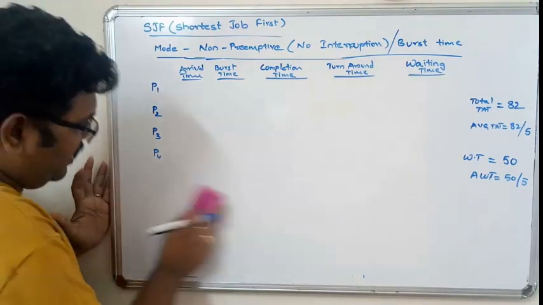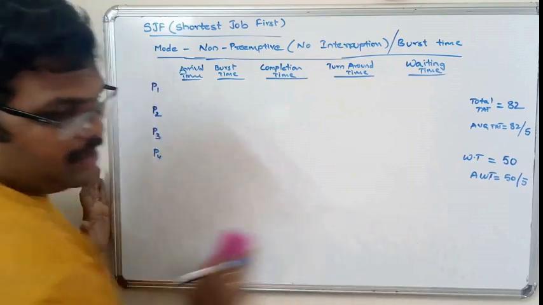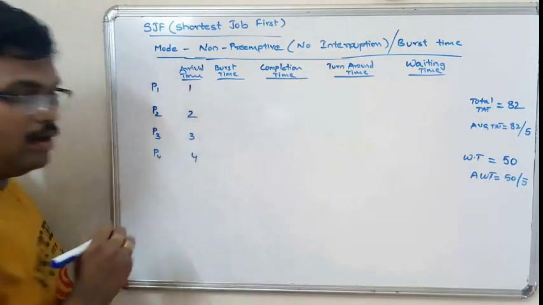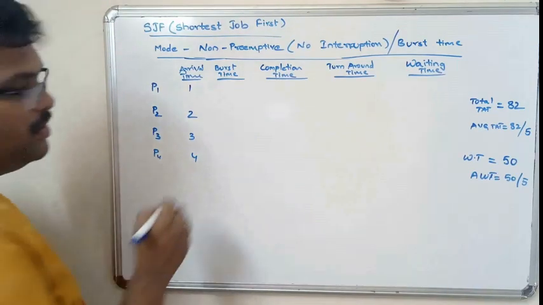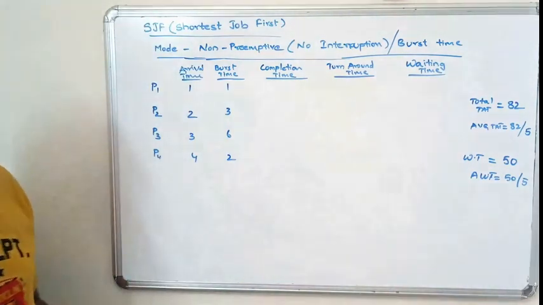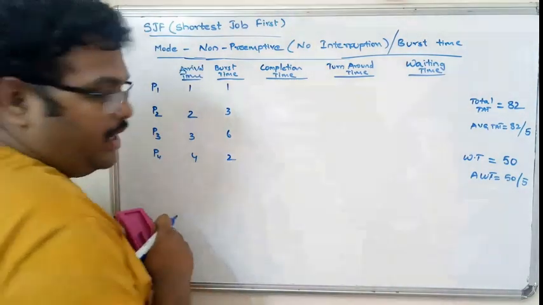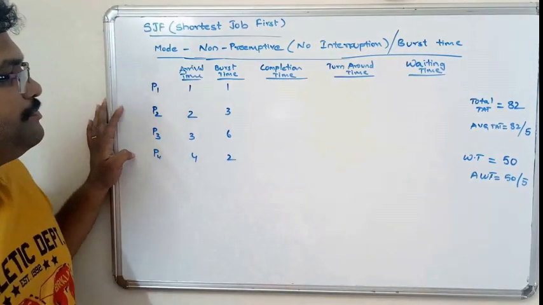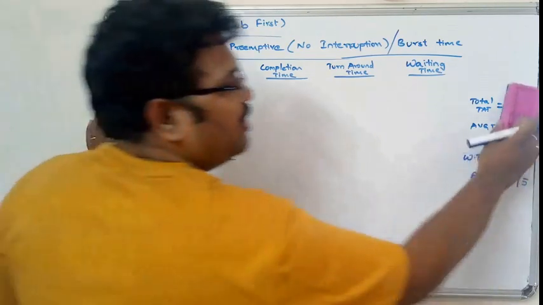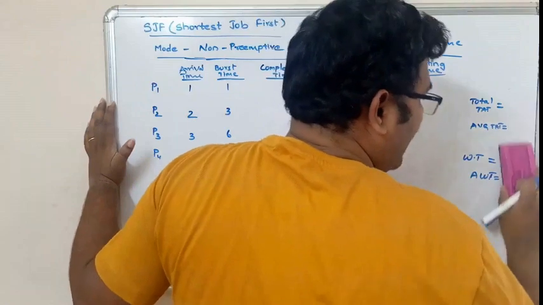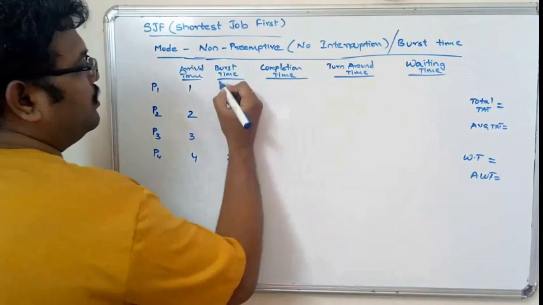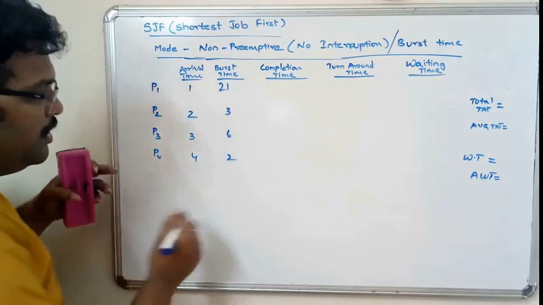For the second one, we will consider 4 processes. The arrival times are 1, 2, 3 and 4, and the burst times are 21, 3, 6 and 2. Yes, this is the second example. Let us calculate this one.